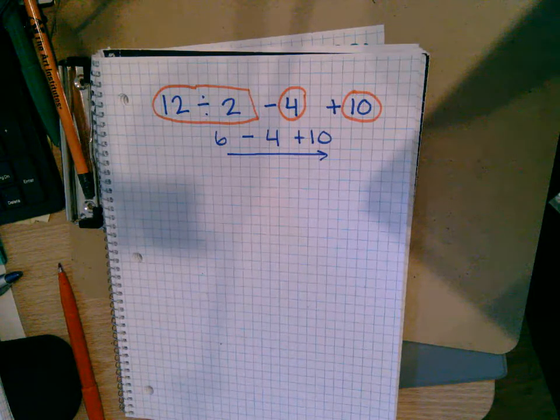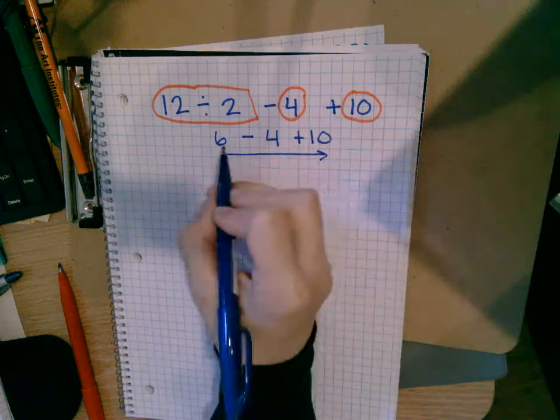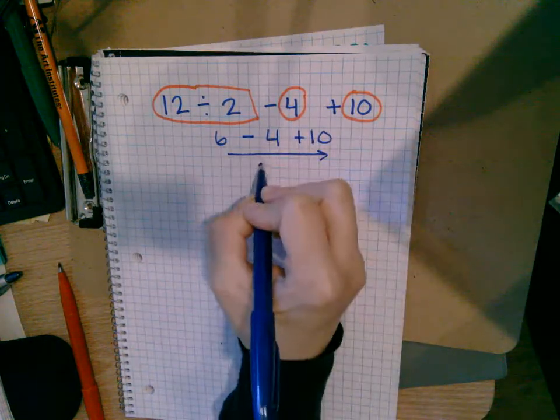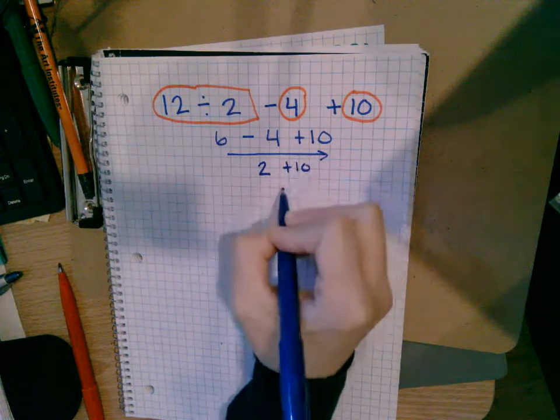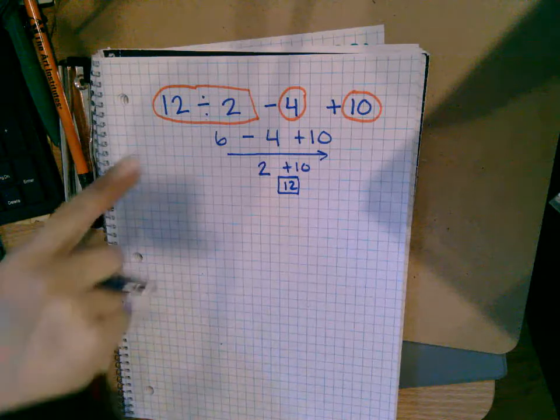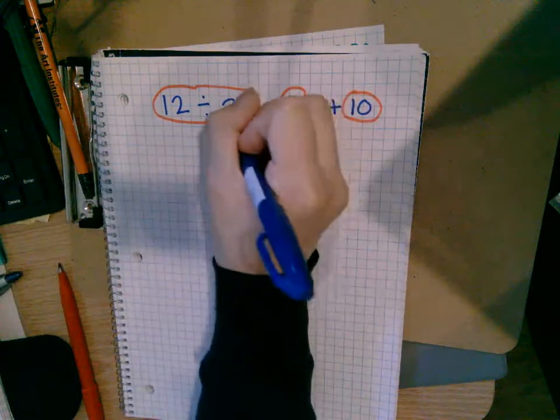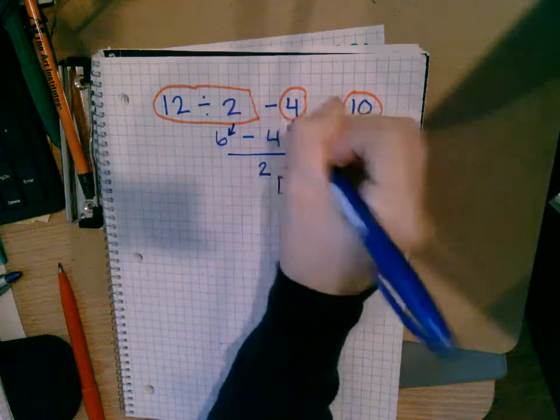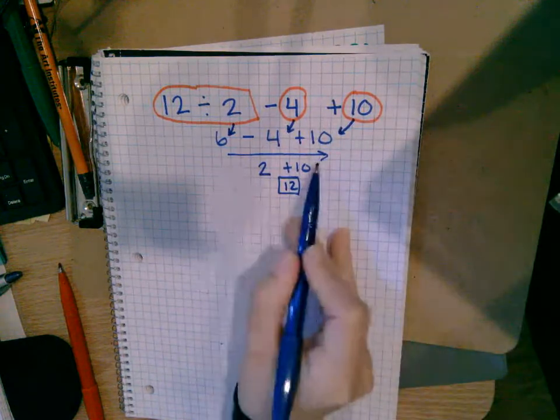All right, what did you guys get for this problem? 12. So we do 6 minus 4, which is 2, plus 10 gives you 12. If you did not get 12, make sure you follow what I did, go back, see how I got these numbers, and then we go from left to right.